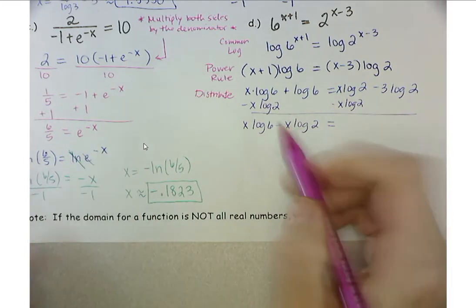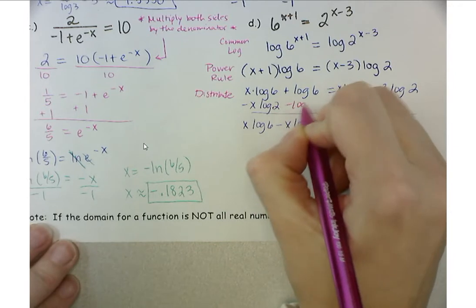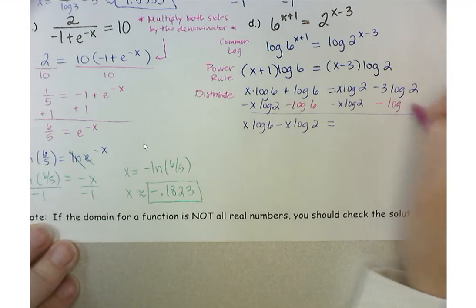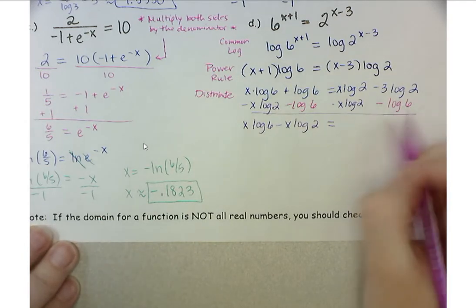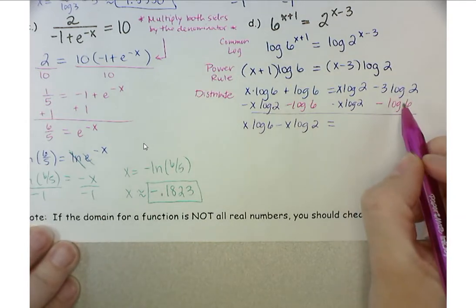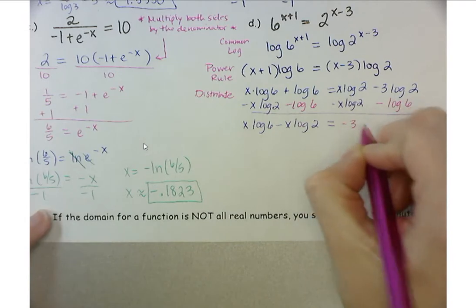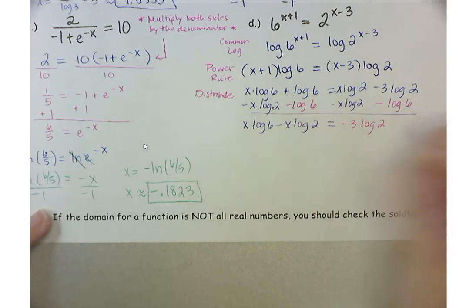And if I move my x's to this side, then I want to move my non-x terms to the other side. Again, you cannot simplify this yet. Okay? So this is going to be negative 3 log of 2 minus the log of 6.